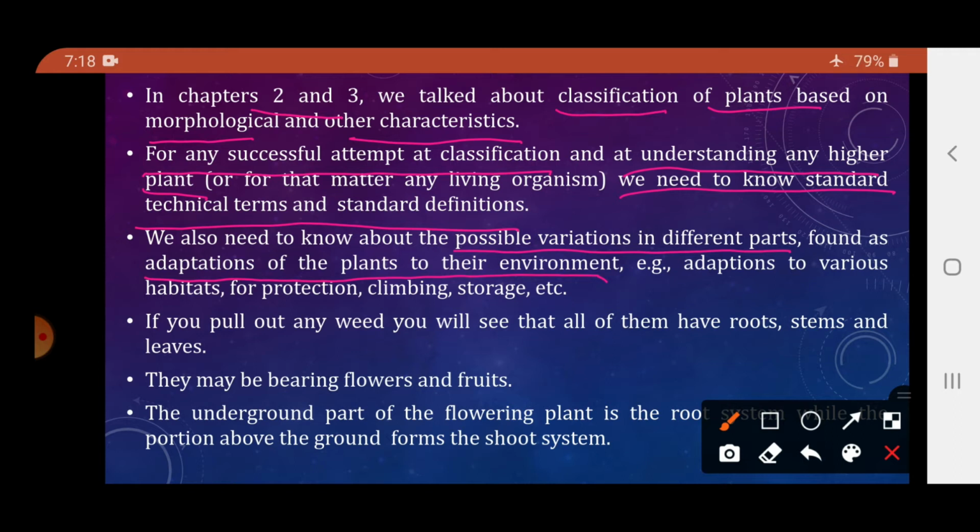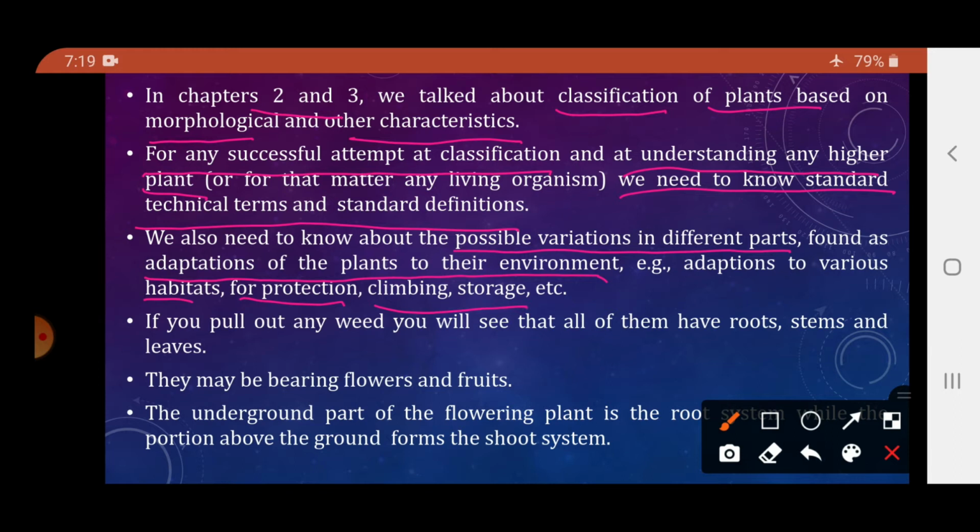One plant will be in a desert, another plant in polar regions, another plant will basically be a mesophytic plant. So according to the adaptations, they will have different plant parts. What are these adaptations related to? This may be related to the habitat, to protection, to climbing, to storage, etc.